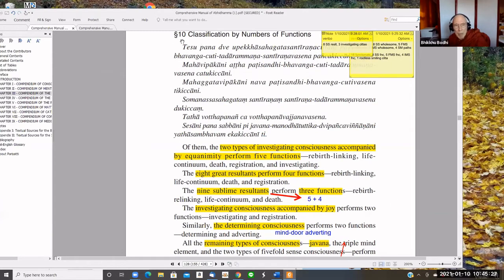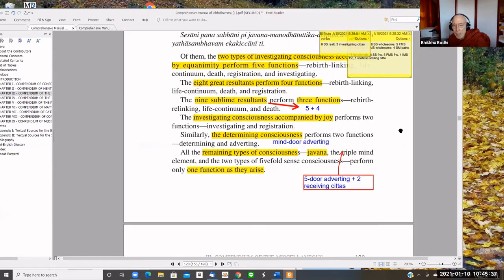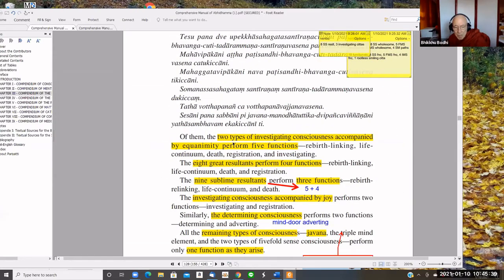And then the next section, maybe we don't have to go into this, but this will take the different types of cittas and show, actually this could be done pretty quickly. Is this getting too dense and technical? No, Bhante.